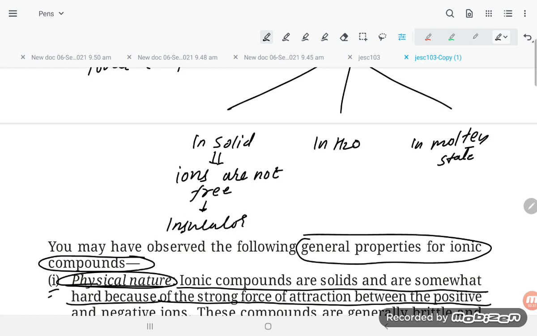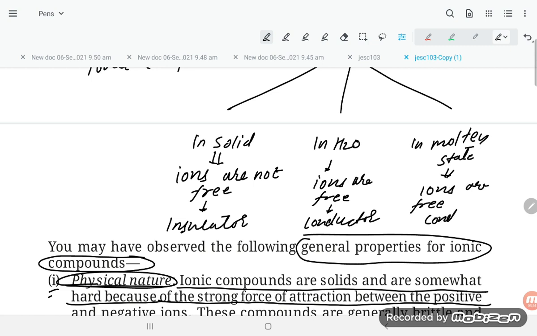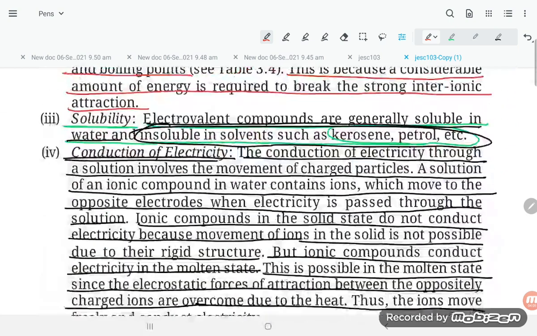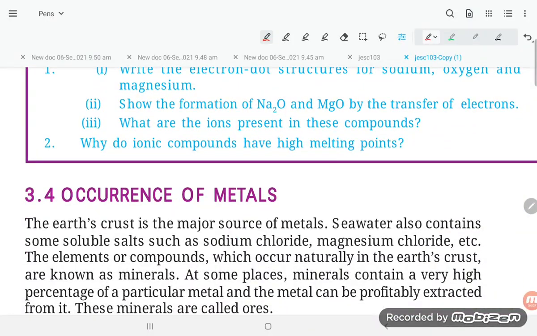In water, ions are free, which means conductor. In the molten state, ions are free. So ions are free means conductor. Two cases are there where it acts as a conductor, in the molten state and in water. But in the solid state, it is an insulator. These are the points, students.